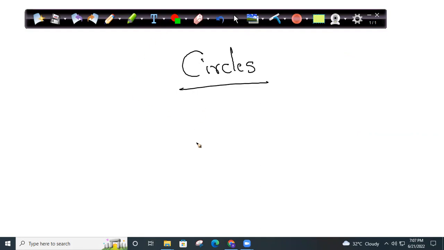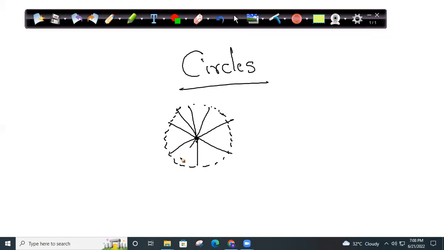So what is the meaning of a circle? The meaning of circle is a collection of points which are at the same distance from the center. That is a circle, right? As simple as that, that is a circle.